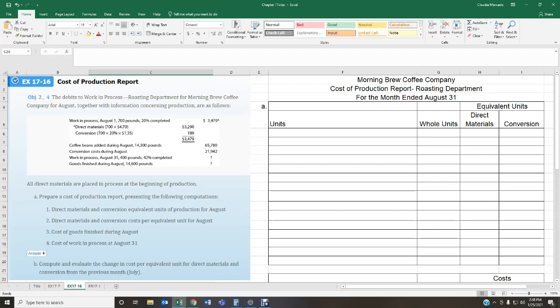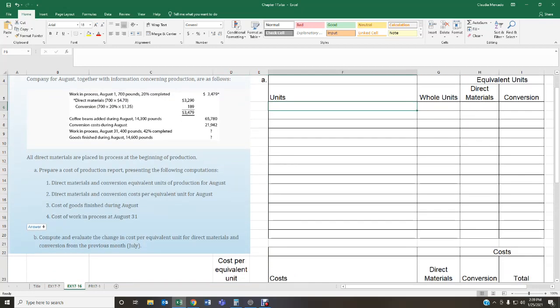Super important. The problem is asking us to prepare a cost of production report presenting the following computations. Number 1. Direct materials and conversion equivalent units of production for August. Number 2, direct materials and conversion cost per equivalent unit for August. Cost of goods finished during August and cost of work in process at August the 31st. Okay, so let's get started with the cost of production report. After we're done with the cost of production report, we're being asked to compute and evaluate the changes in cost per equivalent unit for direct materials and conversion from the previous month, July.